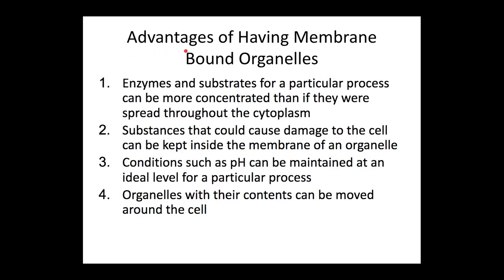Here are four advantages of having membrane-bound organelles in a cell. Enzymes and substrates for a particular process can be more concentrated than if they were spread throughout the cytoplasm, because they're contained within a membrane-bound organelle. Substances that could cause damage to the cell can be kept inside the membrane of an organelle. Conditions such as pH can be maintained at an ideal level for a particular process. And organelles with their contents can be moved around the cell more conveniently and easily if they're confined within membranes.